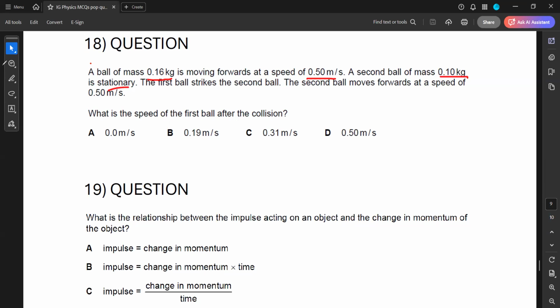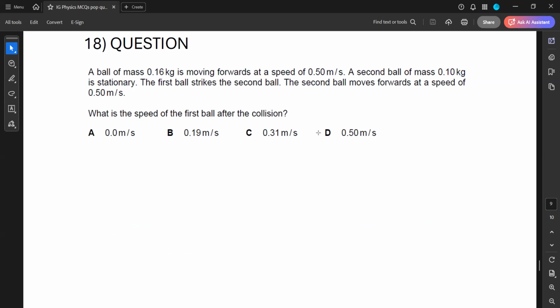The best way when you're solving a question related to momentum is to roughly sketch a diagram to have a better understanding of the question. Especially when two objects are colliding with each other, the momentum before will be equal to the momentum after. So there is a ball of mass 0.16 kg moving at a speed of 0.5 meters per second. It collides with the second ball of mass 0.1 kg, a smaller one, and it was at rest. They mentioned here it is stationary. This is before.